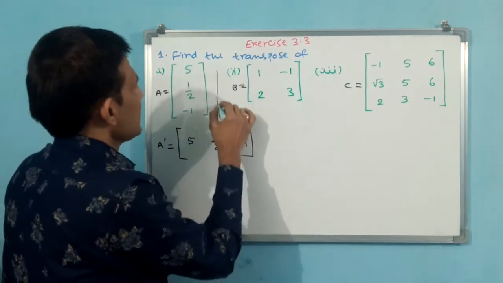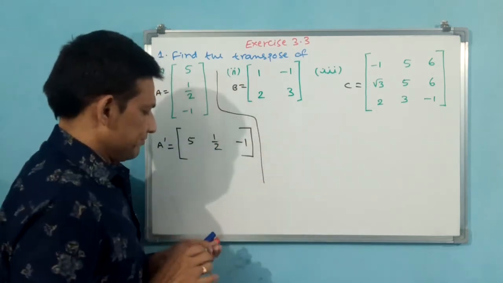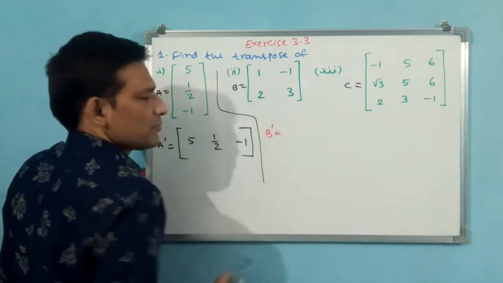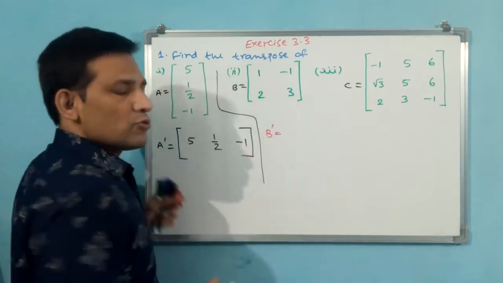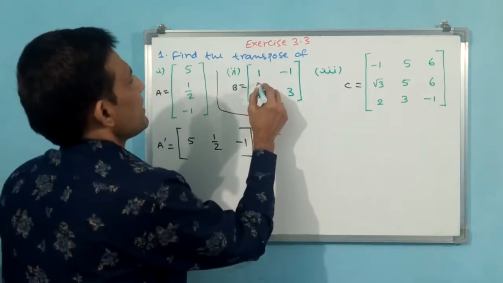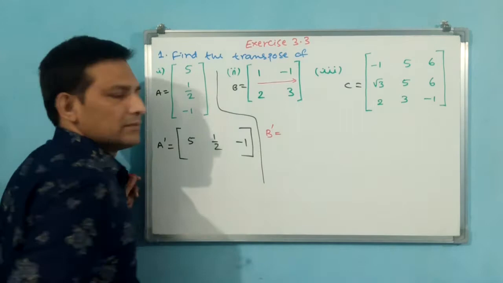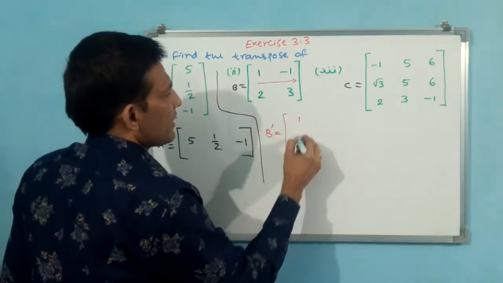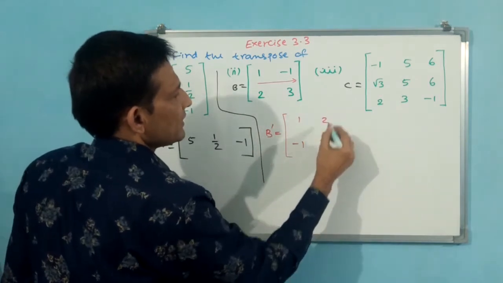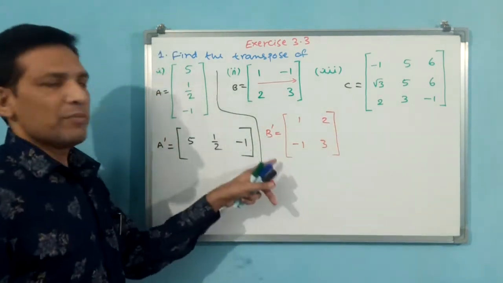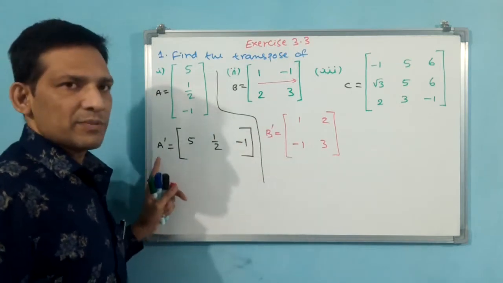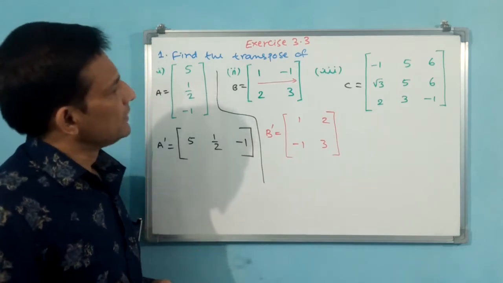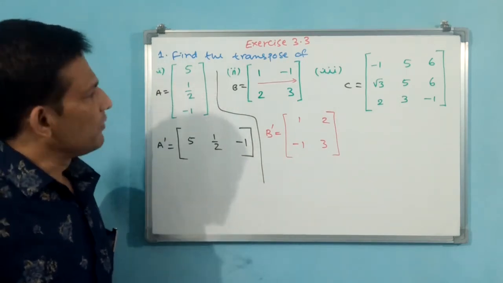Let us see the second part. Now the second part is B dash or B transpose. Now this is a 2 by 2 matrix. And better you put some line arrows. Now you make a row into a column: 1, -1, 2, 3. This will be your B transpose. B transpose, A transpose, A dash, B dash. Transpose you call, that is a better word. Now the second part also we have finished.